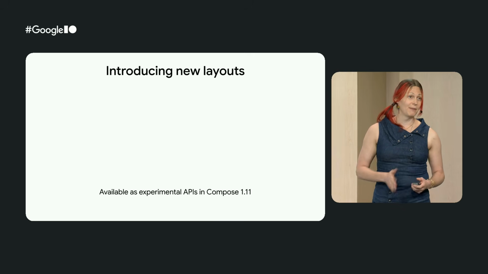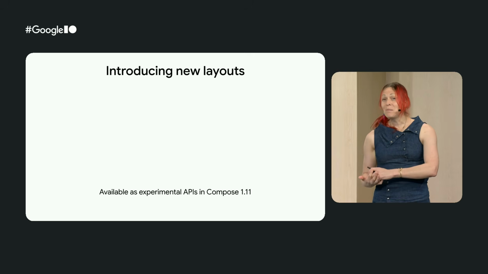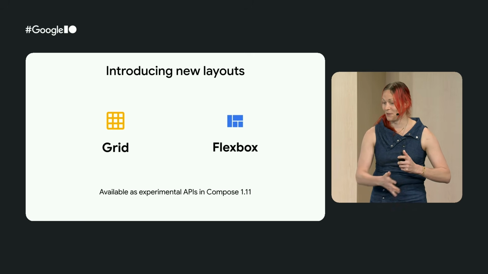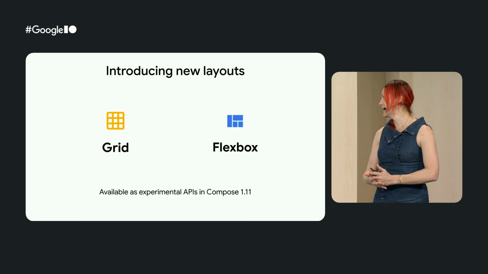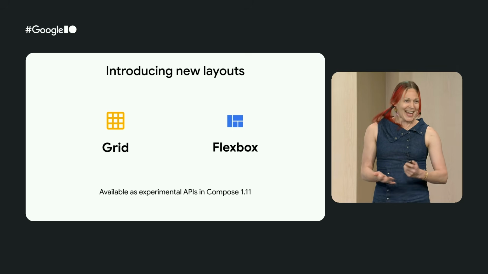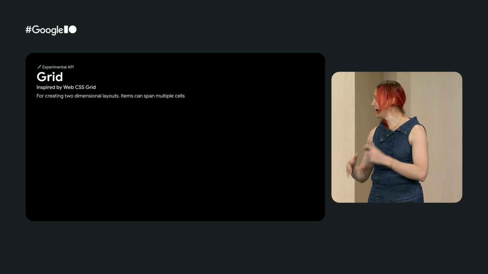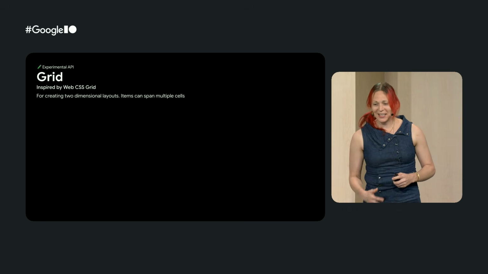Media Query was inspired from CSS, and we have 2 more experimental APIs inspired by the web. I know some of you have been asking for these for years, so I'm happy to let you know we have grid and flexbox layouts. Yay! So grid is for creating 2-dimensional layouts. Let's dig in a little bit.